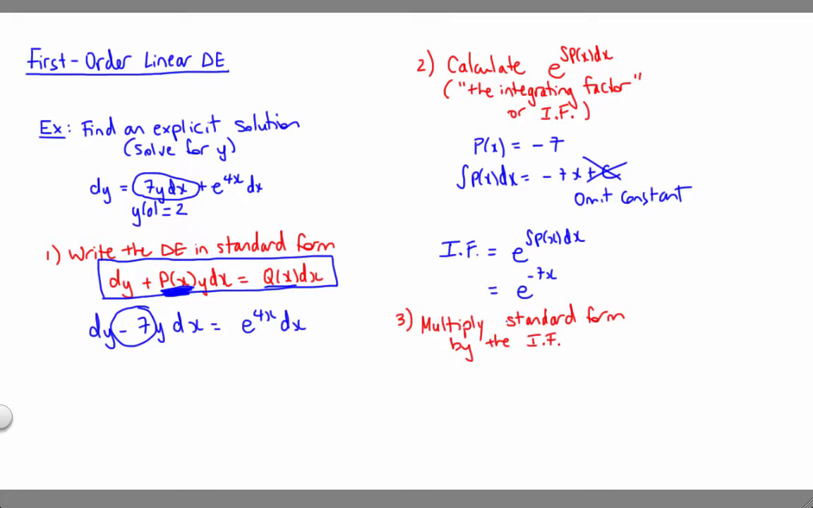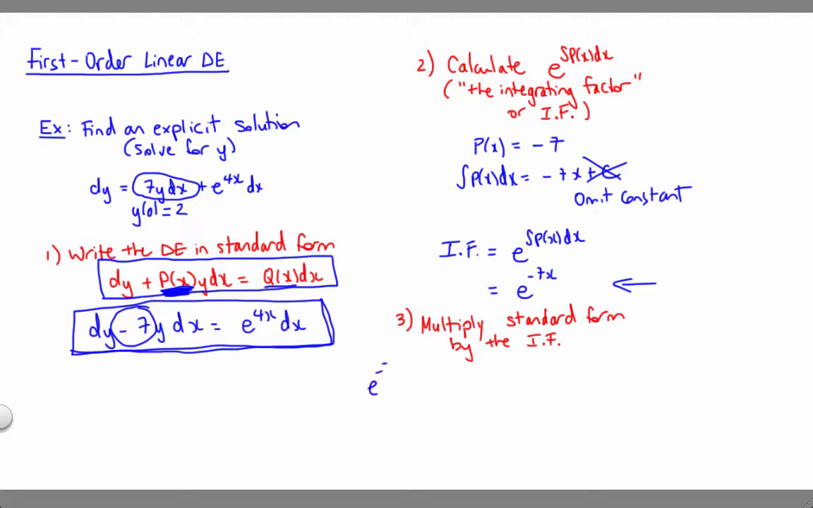Step 3, we're going to multiply the standard form by the integrating factor. So we're essentially just putting our first two steps together. In step 1, we got our standard form, so I'll put a box around that for clarity. That's our standard form, and we're going to multiply that by the integrating factor that we just calculated, which was e to the negative 7x. All right, so let's multiply through.